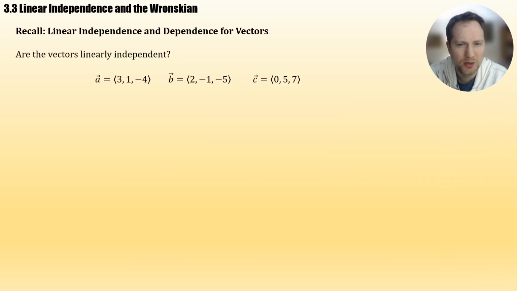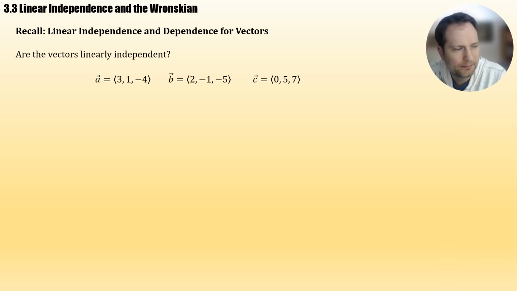Before we go too far, we should review what we mean by linear independence or dependence. The context in which we might be most familiar with that is from our multivariable calculus studies and with the context of vectors. Let's take a look at these three vectors and ask ourselves, are these linearly independent? So take a second, maybe you can remember how you might approach this. There are a couple different ways to approach it, but what do you remember?